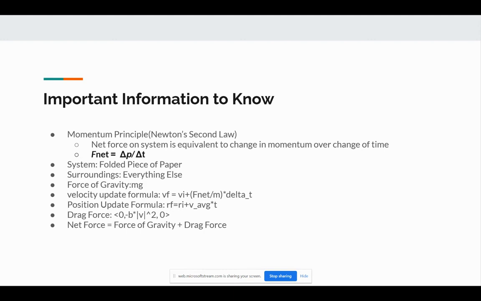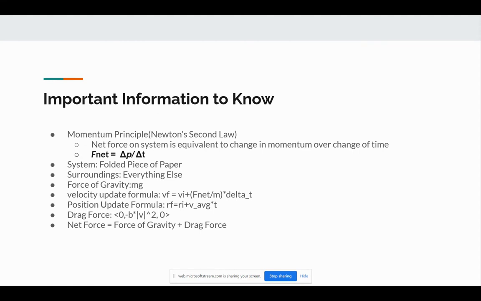Some important information to know beforehand is the momentum principle. It states that the net force on a system is equivalent to the change in momentum over the change in time. From that, we get the equation net force equals delta P over delta T. And from that, we can derive the velocity update formula, which states the final velocity is equal to initial velocity plus the net force divided by mass times delta T.